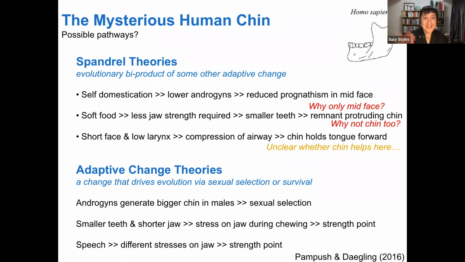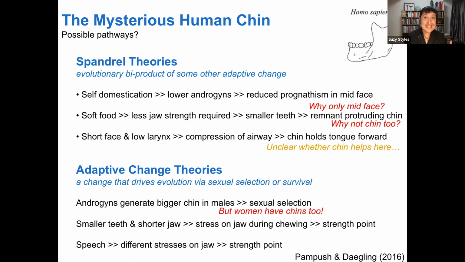The second class of theories are the adaptive change theories. The first has to do with the idea that if androgens generate bigger chins in males in general, then perhaps the reason that we've been left with these big chins is because of sexual selection among females wanting to enhance the masculine characteristics of their breeding partners. But this doesn't seem to make much sense because men and women both have chins, and it's not like the little pointy bit at the front is radically different in its morphology for men versus women.